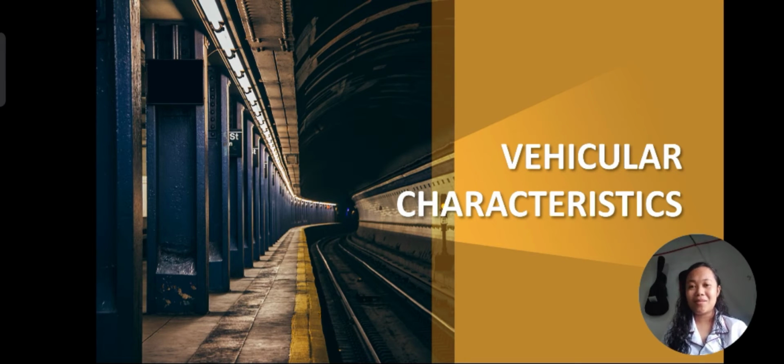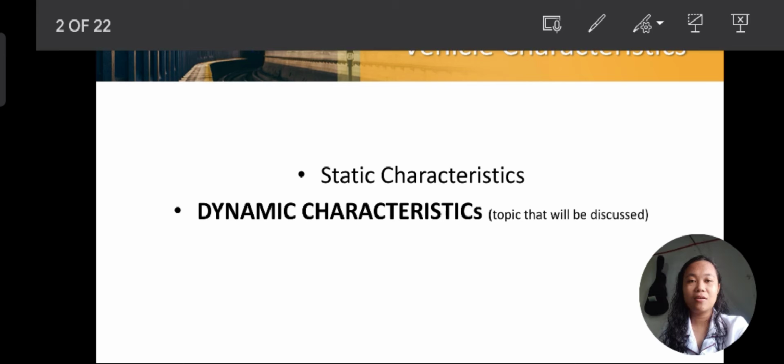So our topic is about traffic engineering, the traffic characteristics. It includes two subtopics, which are road user characteristics and vehicular characteristics. Under the vehicular characteristics, there are also two, which are the static and dynamic characteristics. In this section, I'm going to focus on the dynamic characteristics. So let's start. Vehicular characteristics.